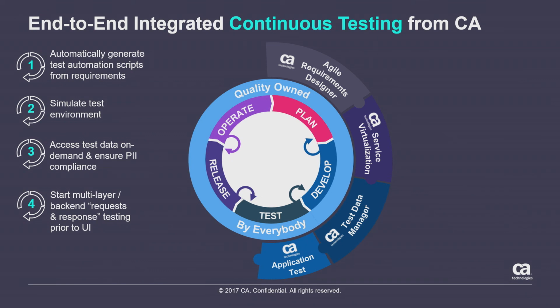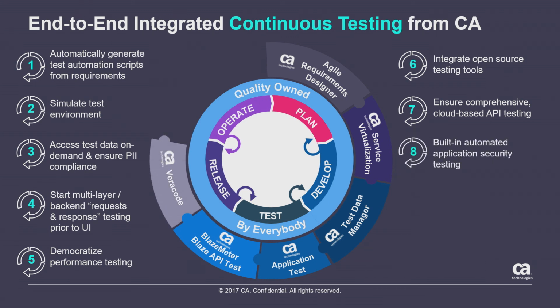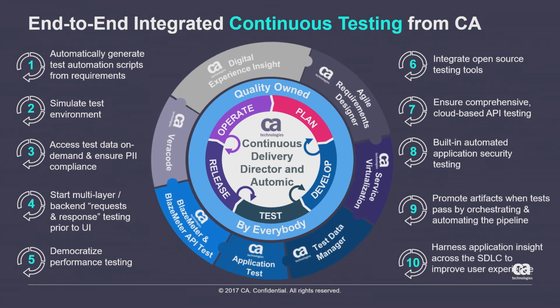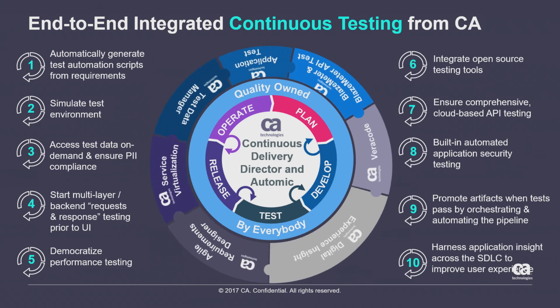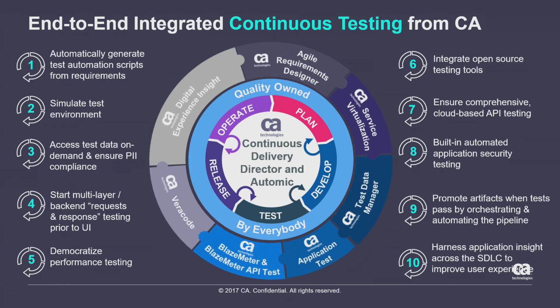We then ran our tests within the CA application test framework. And we also used CA BlazeMeter to run performance testing and API testing. And we used CA Veracode to automate the application security scan of the code that came out of Jenkins. And all this was automated with CA Continuous Delivery Director and Automic. And we could have gone one step further and then integrated this with our CA Digital Experience Insight to actually look at how the end users used that deployment when we deployed it into production.